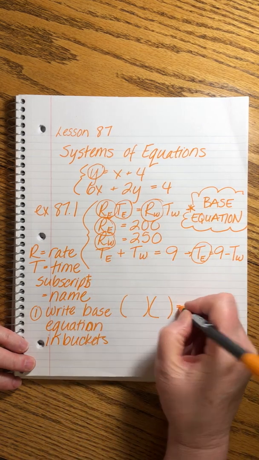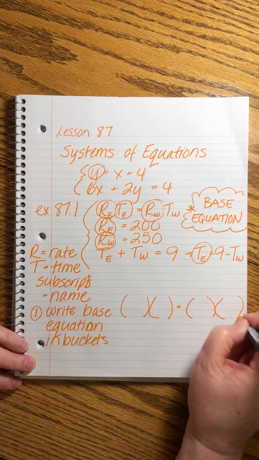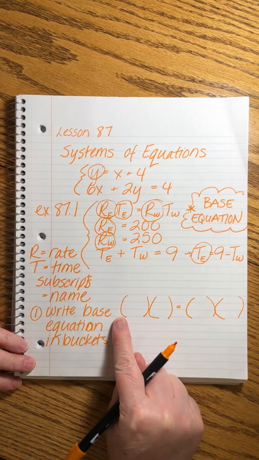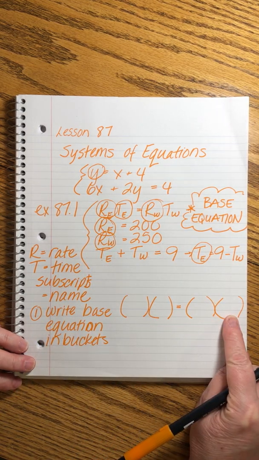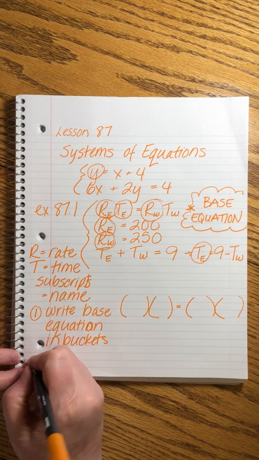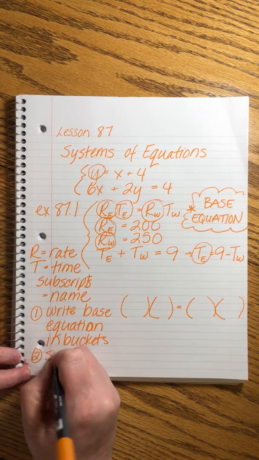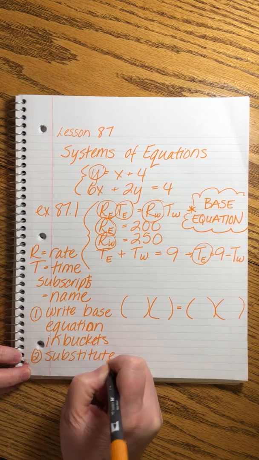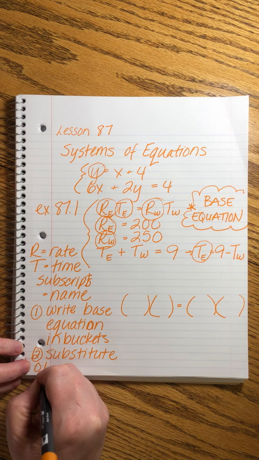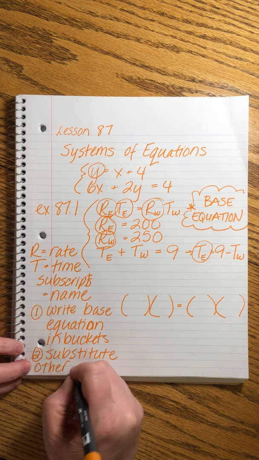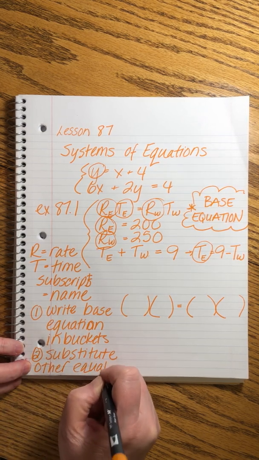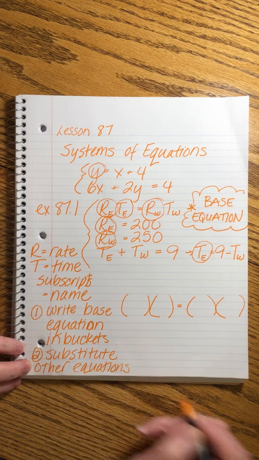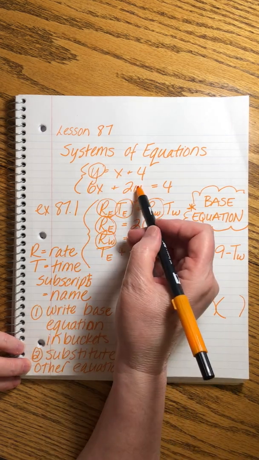R sub E equals, and then 2 more variables after. We just copy the shape of it, only instead of putting in the letters, we leave them blank. We put in buckets. Now we're going to substitute in the other equations, just like we would do here where we put that in there.